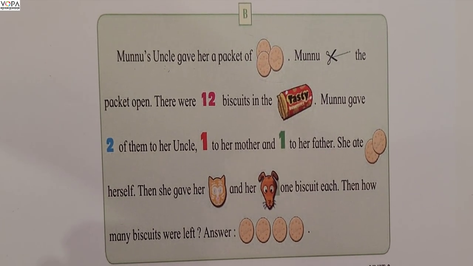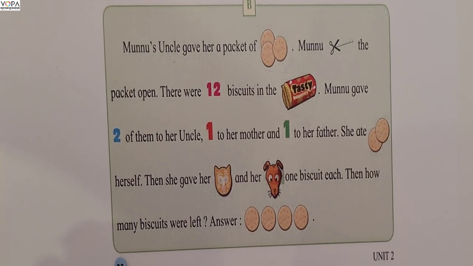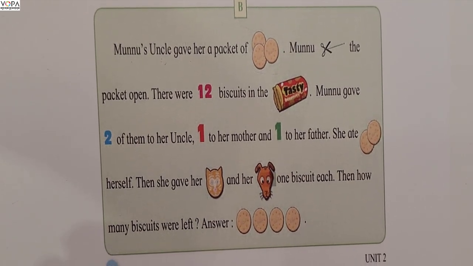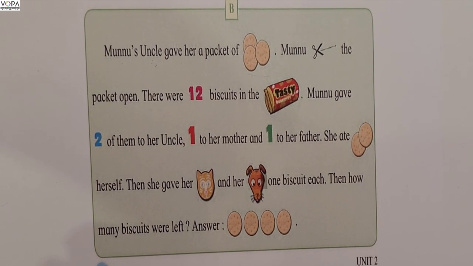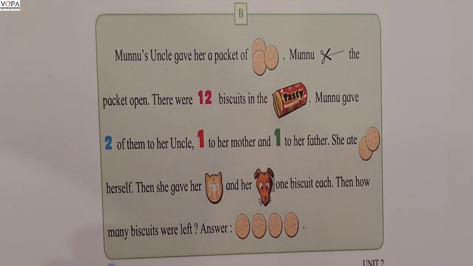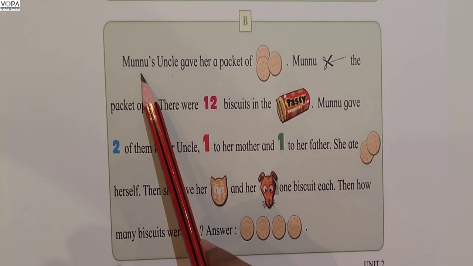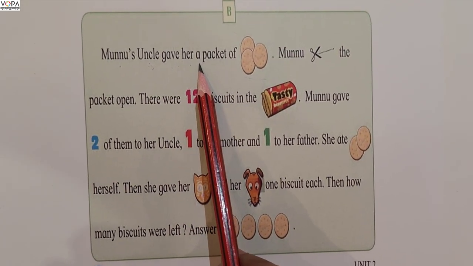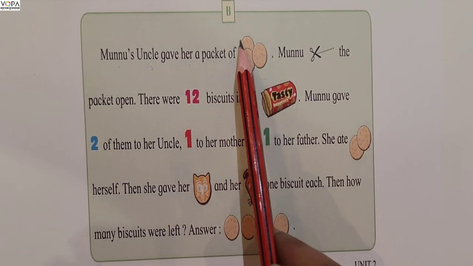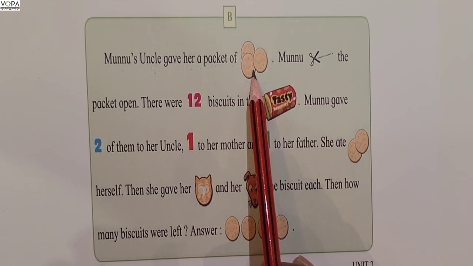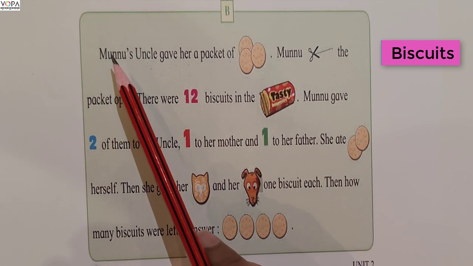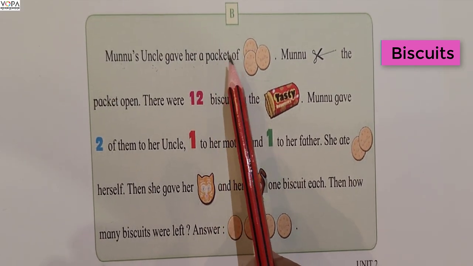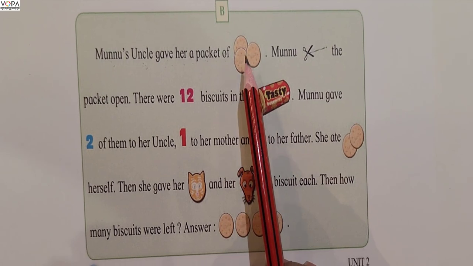Let's open page number 22 from your English textbook. We will start reading the paragraph. Munnu's uncle gave her a packet of, what is this? Biscuits. Munnu's uncle gave her a packet of biscuits.